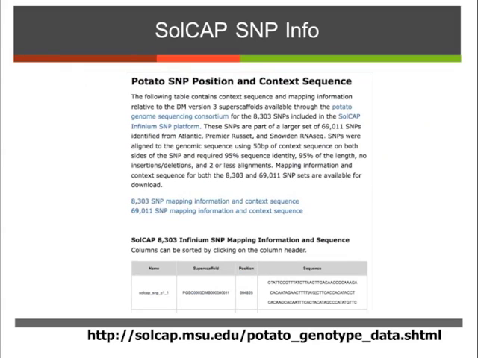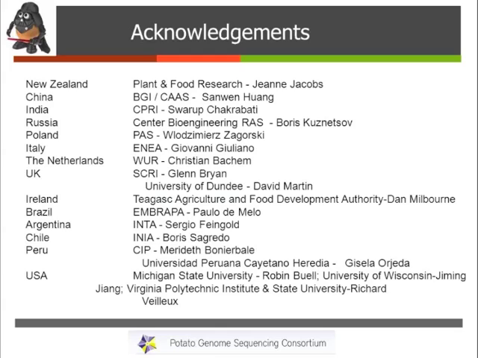You can just go to the SolCAP website, and if you click on this link right here, this is the 8,300 SNP mapping information and the context sequence. Essentially you get the SNP, which superscaffold it's on, what position, and then here's the sequence. You can do the same thing for the 69,000 SNPs. If you're interested in any candidate SNPs for your own work, you can just download that.